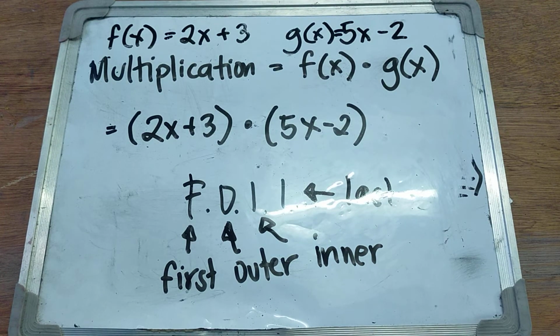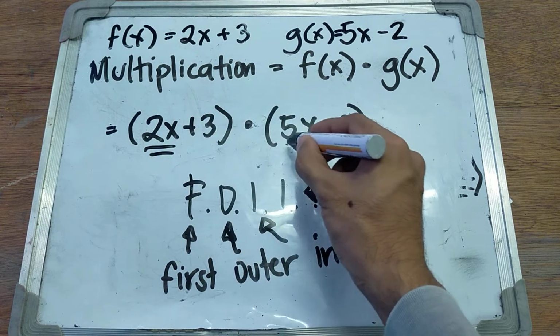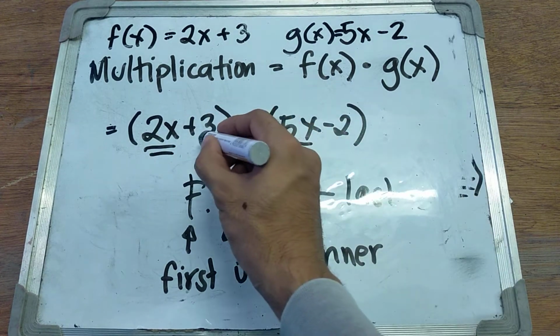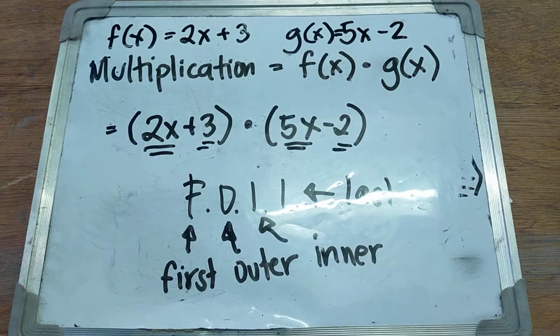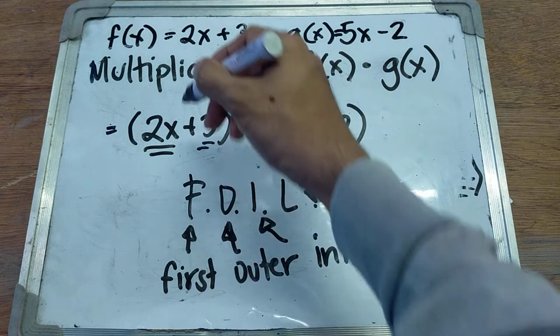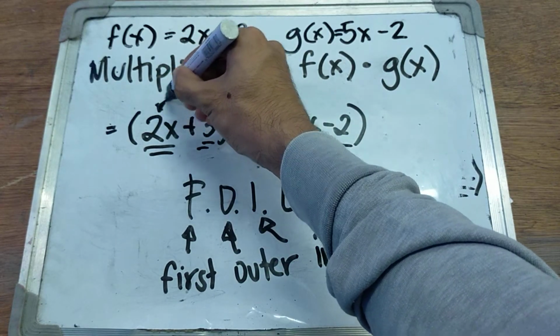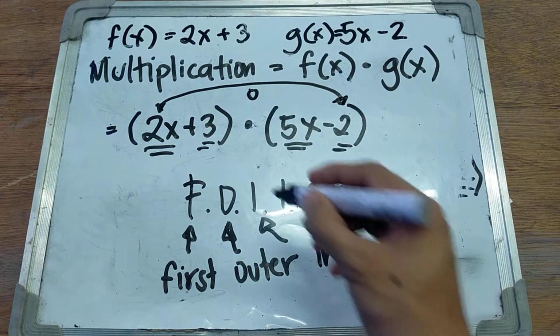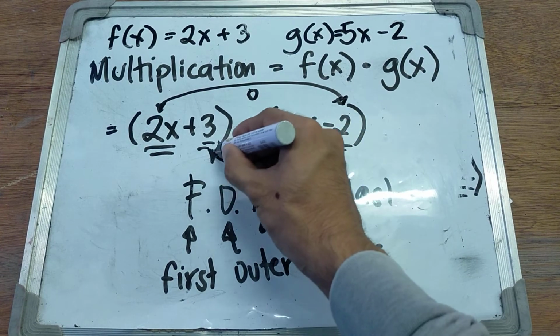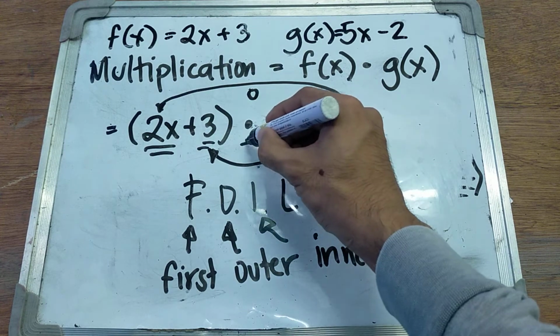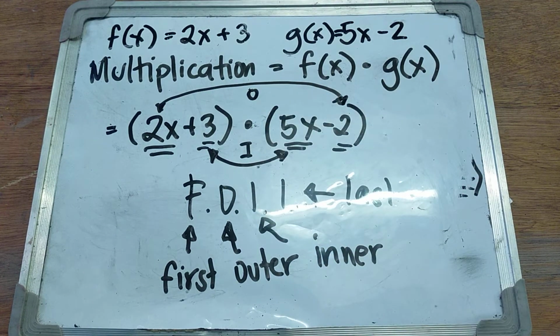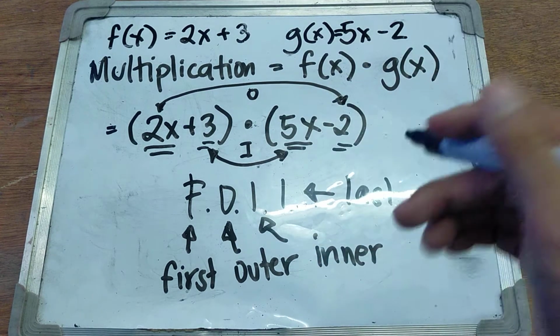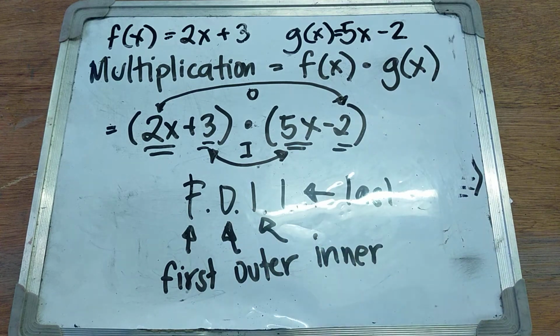Okay? So sa first, ito ang kanilang first term. Okay? At ito naman yung kanilang last term. So pag in-identify naman natin si outer, itong dalawang to, yan si outer. Okay? At itong dalawa naman to, yan ay si inner. Okay? So, in multiplying equations, susundan muna natin itong pattern na ito.